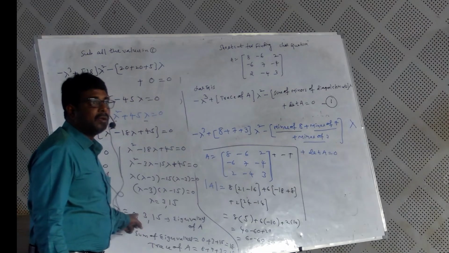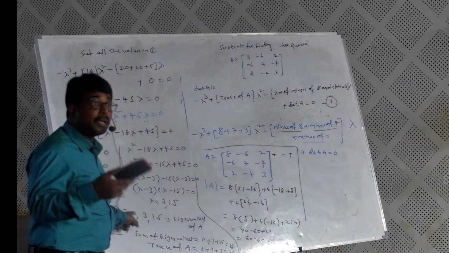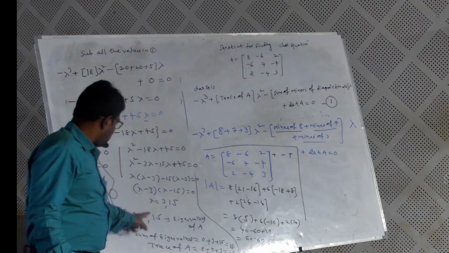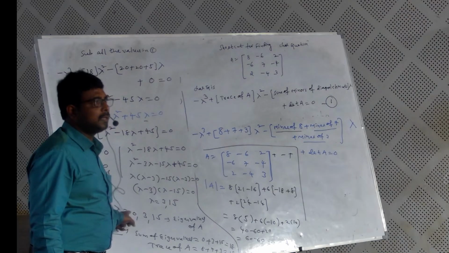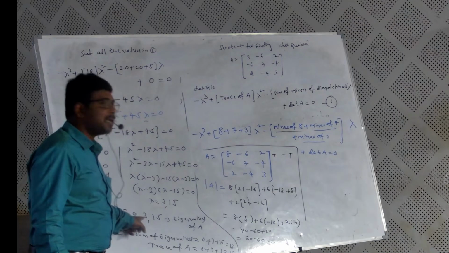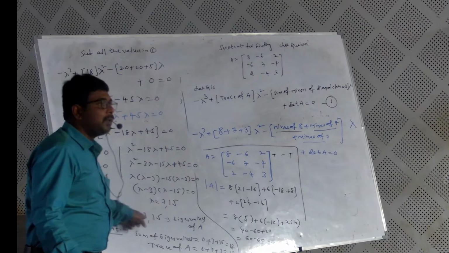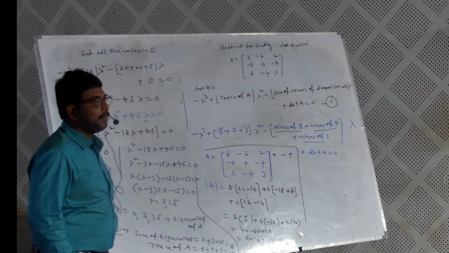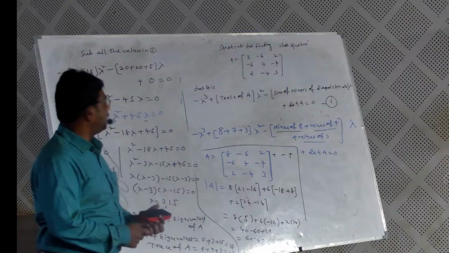What is the first eigenvalue? This 0 is observed how many times? Any repetition here? 0 you are observing only one time. 3 is also appeared one time. 15 is also appeared. No eigenvalue is repeated. All are unique. All are distinct.